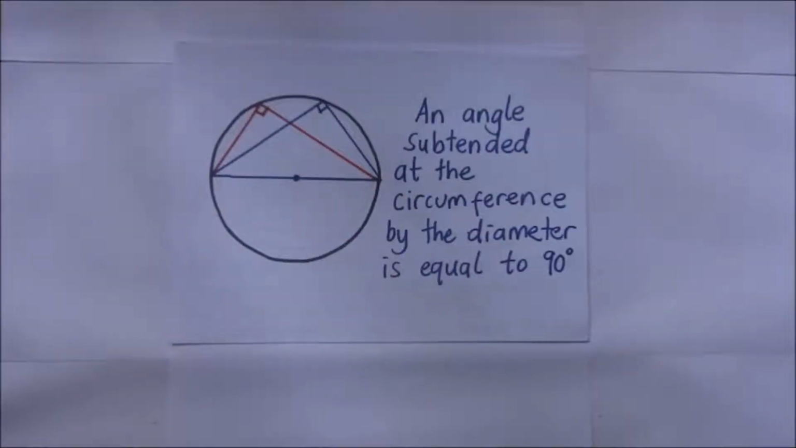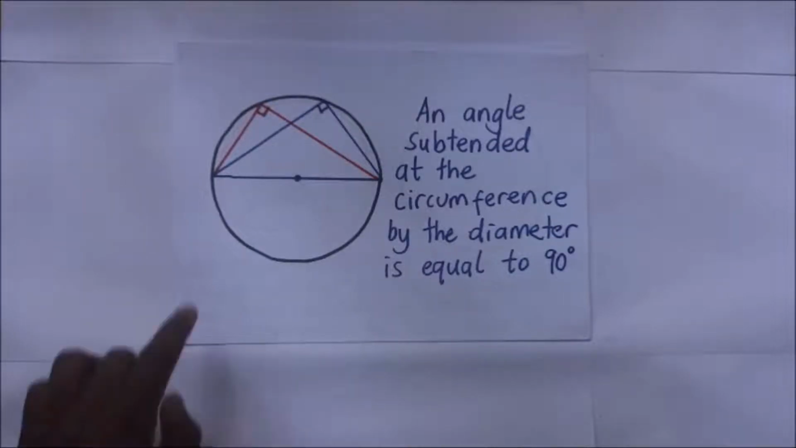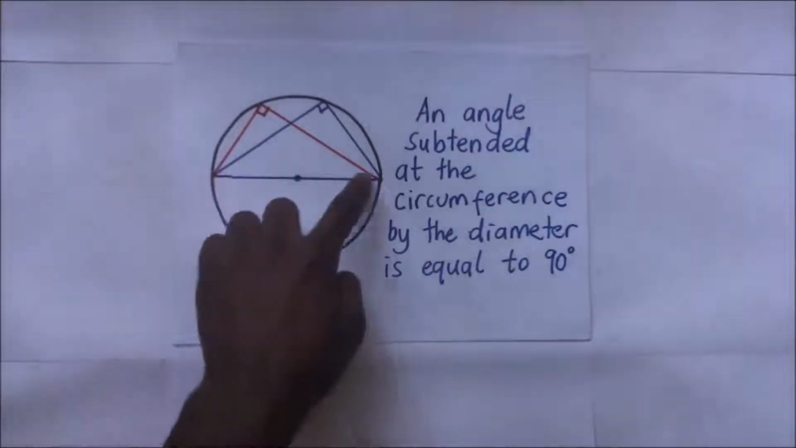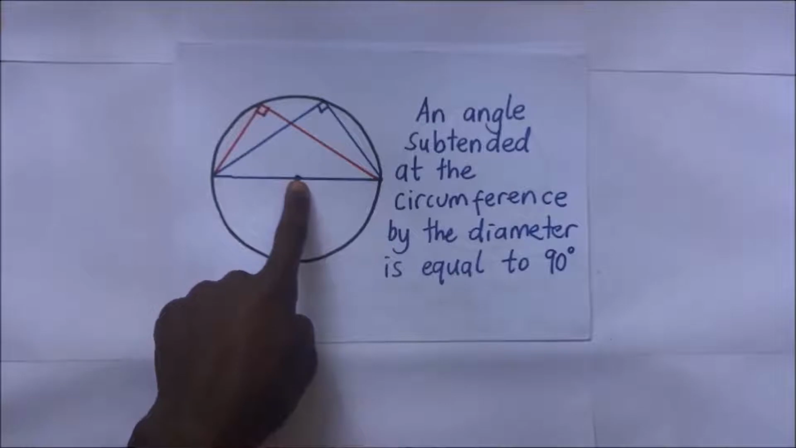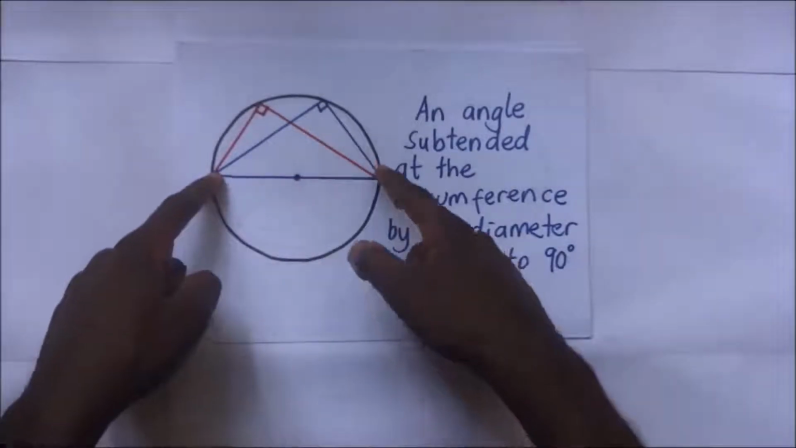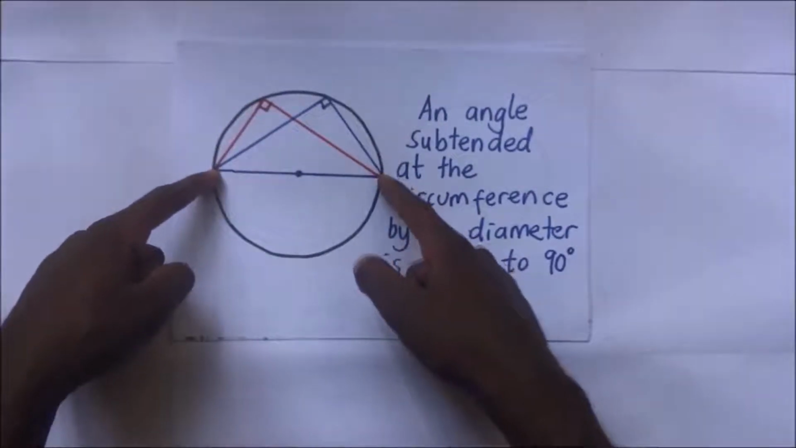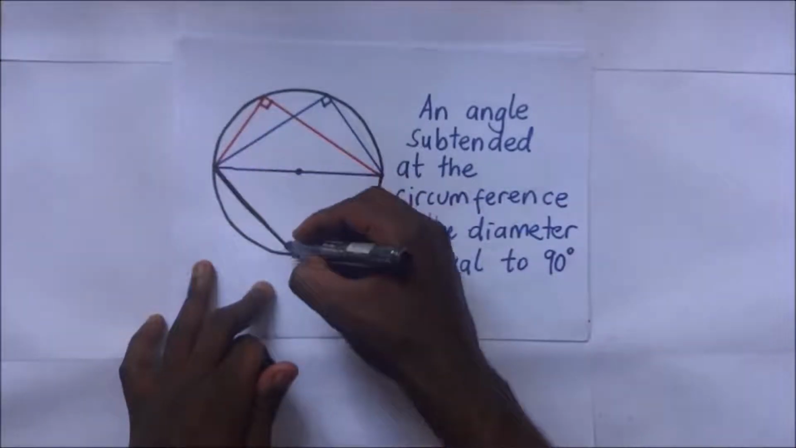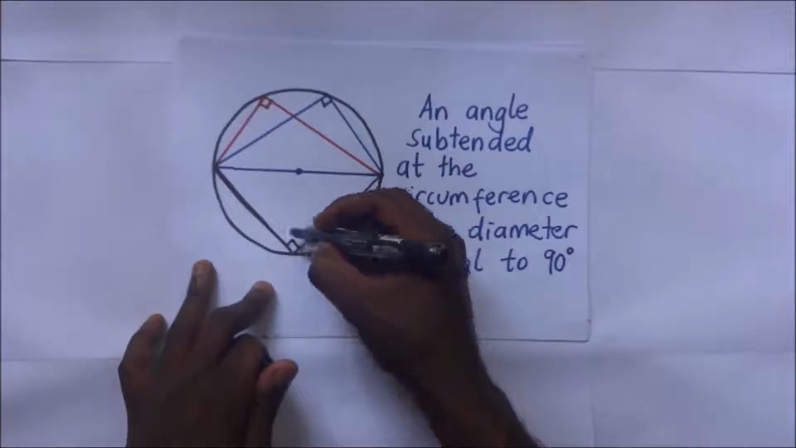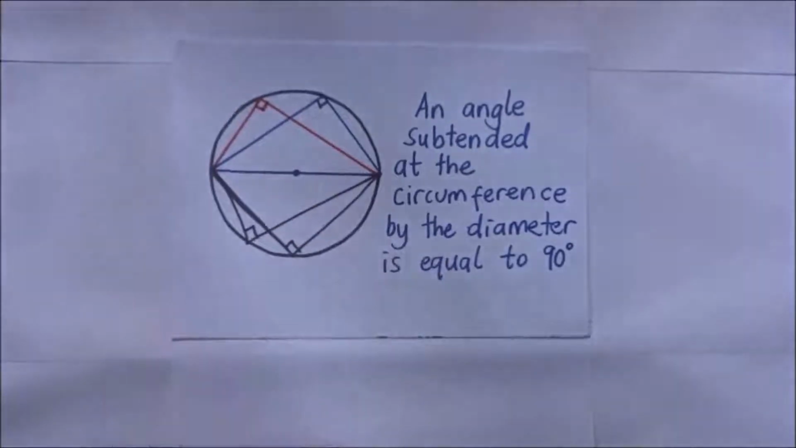An angle that is subtended at the circumference by the diameter is equal to 90 degrees. Remember, when we were introducing chords earlier, we said that the diameter is the longest chord, the one passing through the center of the circle. So any angle that is subtended by the diameter to the circumference is 90 degrees. Even if I had drawn another angle subtended to this diameter like that, this is 90 degrees, or another subtended by the same chord, this is still 90 degrees.